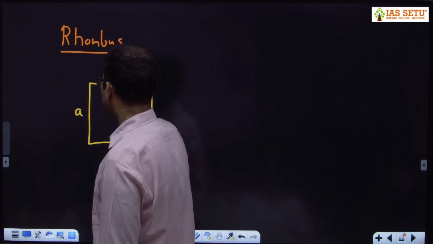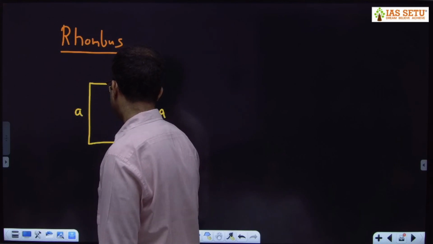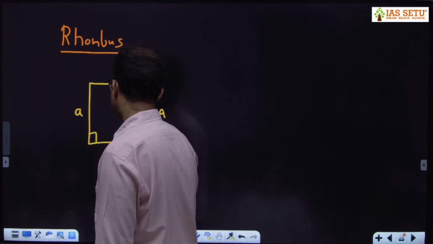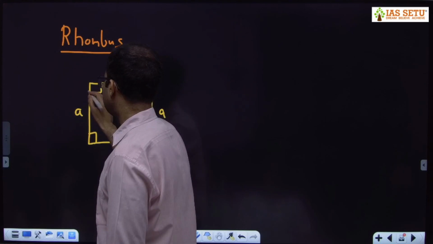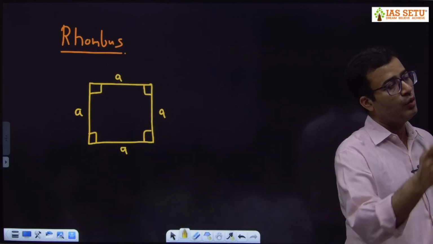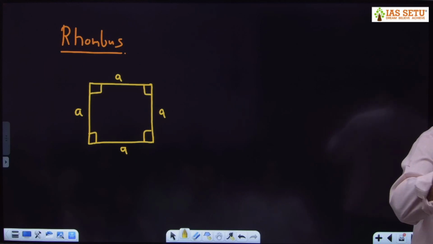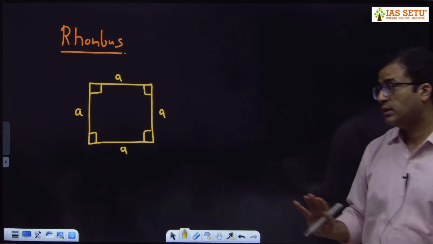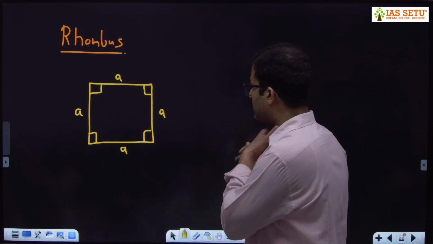This is A, angle 90 degree, 90 degree, 90 degree, 90 degree. This is square. What are the properties of square? All four sides are equal and all four angles 90 degree. We compare rhombus and square.